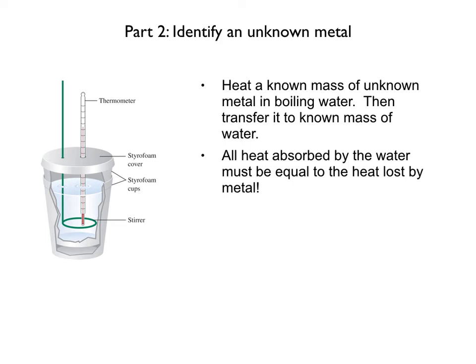Next, in part 2, we're going to identify an unknown metal. The way we'll do this is by taking a small piece of a metal, taking its mass, putting it in boiling water so we can heat it to exactly 100 degrees Celsius. And then you can imagine dropping that hot piece of metal into a calorimeter with a known mass of water.